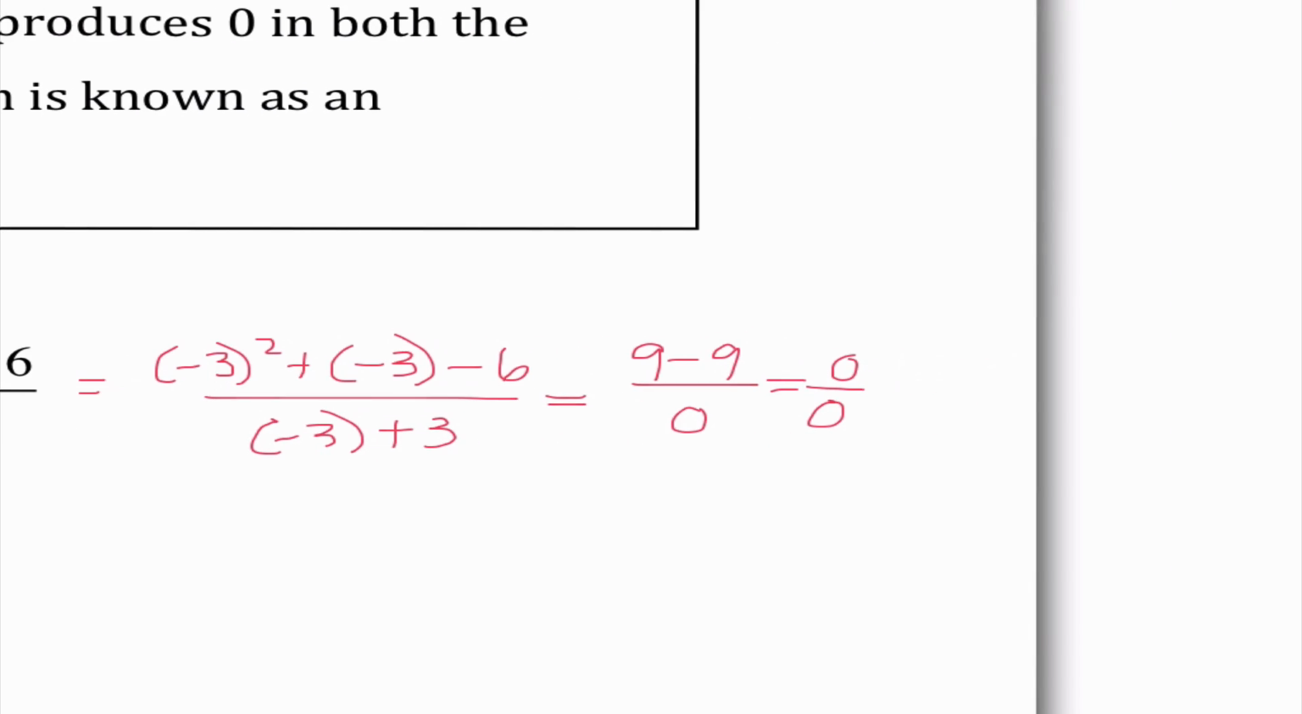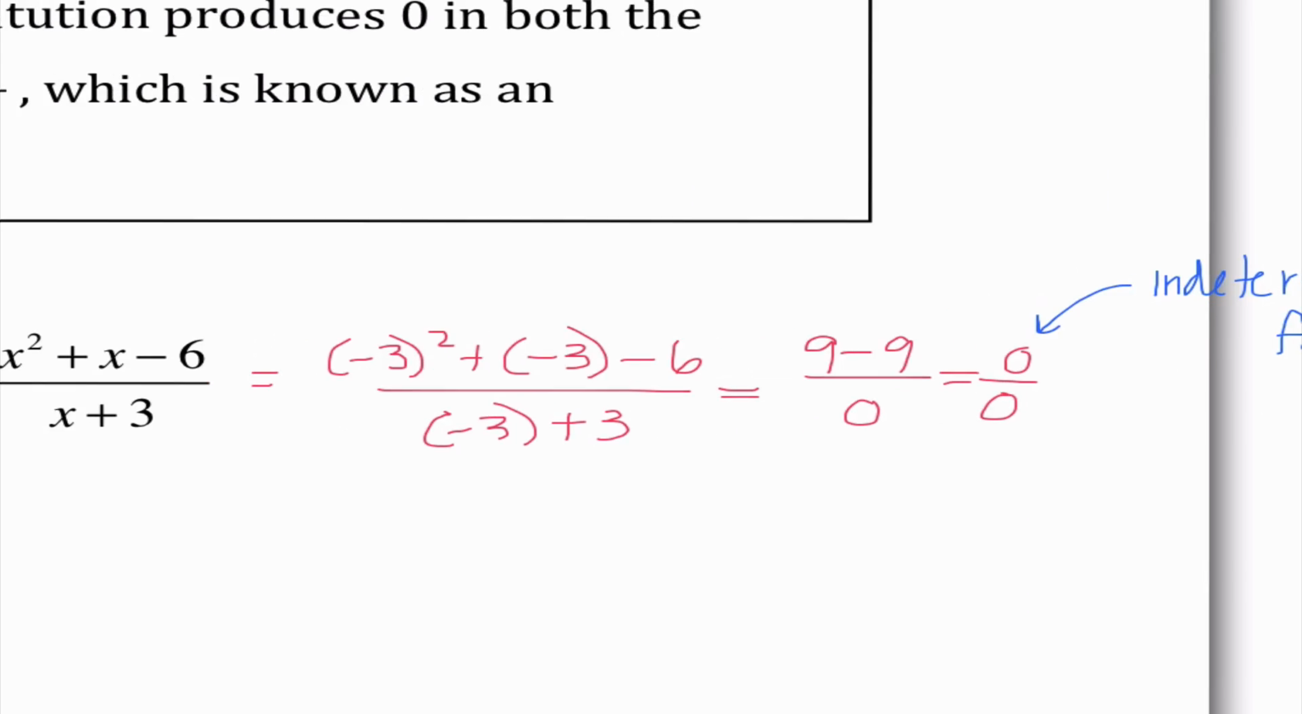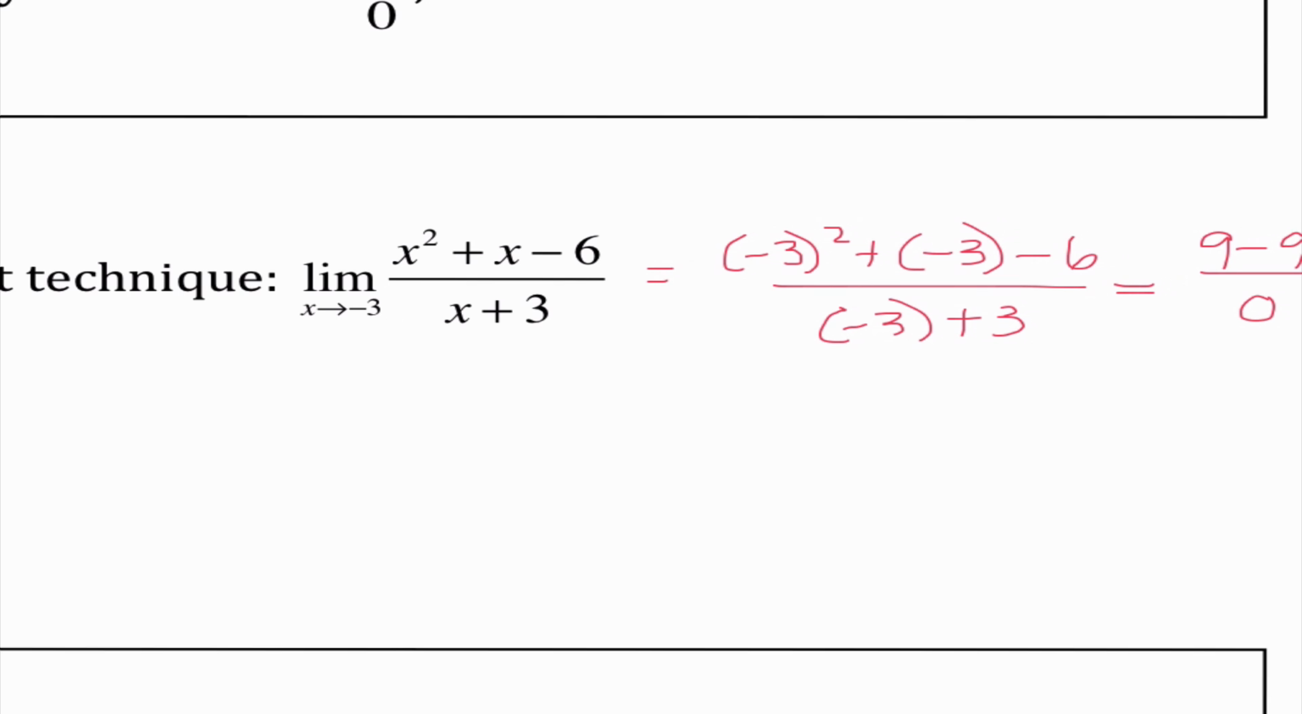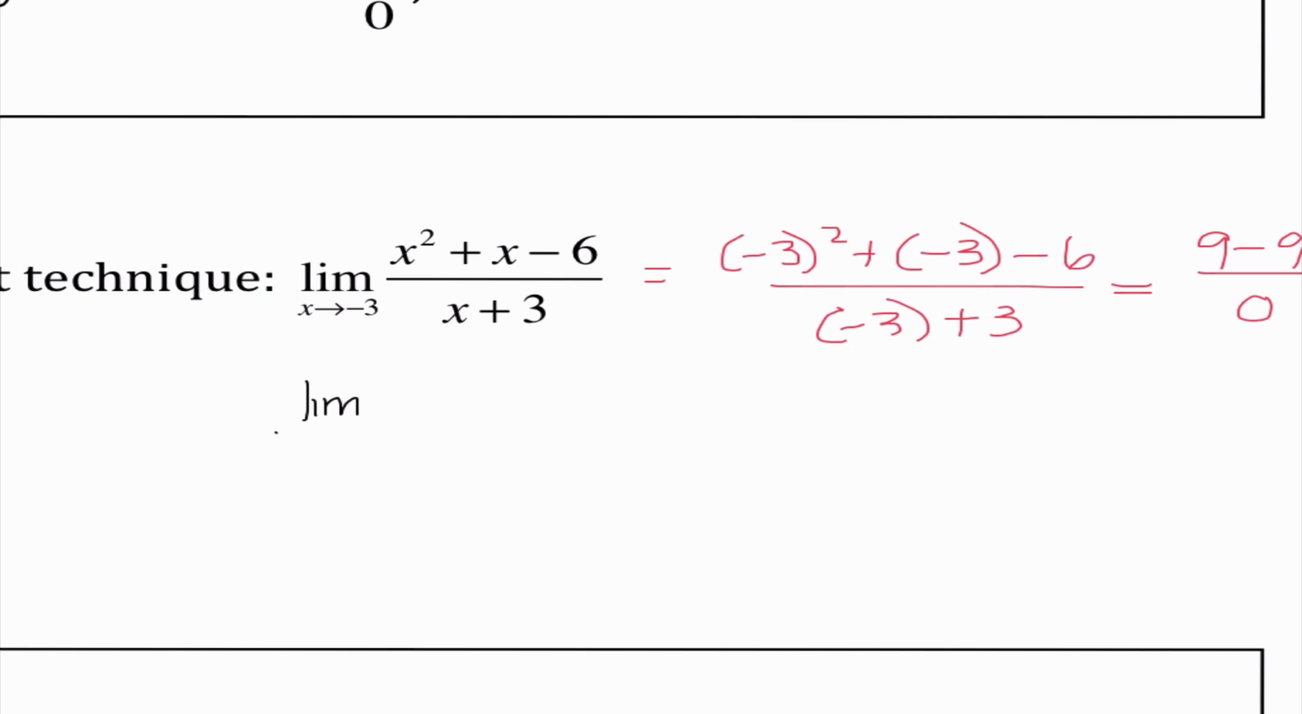Okay, and this is the big sign to us. This is what we call indeterminate form. And that's what is telling me that we need to use a different method. So going back to square one here, I'm going to go ahead and write the limit as x approaches negative 3, and I'm going to factor this numerator. The denominator is just going to stay x plus 3.